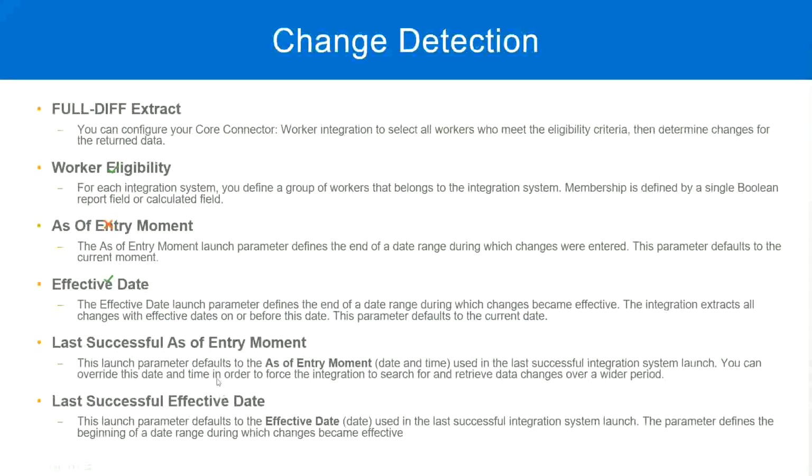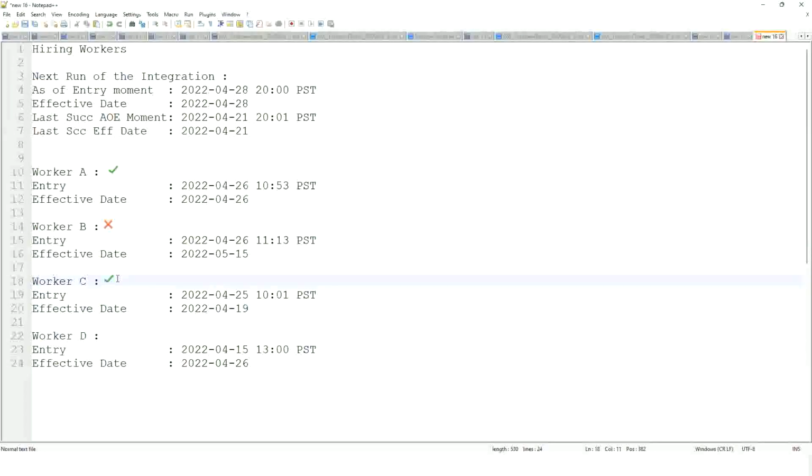Well, let's go back and revisit our parameter effective date. What does it say? The effective date parameter says the integration extracts all changes with effective dates on or before this date. Right, on or before this date. So this is slightly different than what we have for the as of entry moment comparisons. Right. So anything which is effective on or before this date will be included. Worker C will be included. That's absolutely correct.